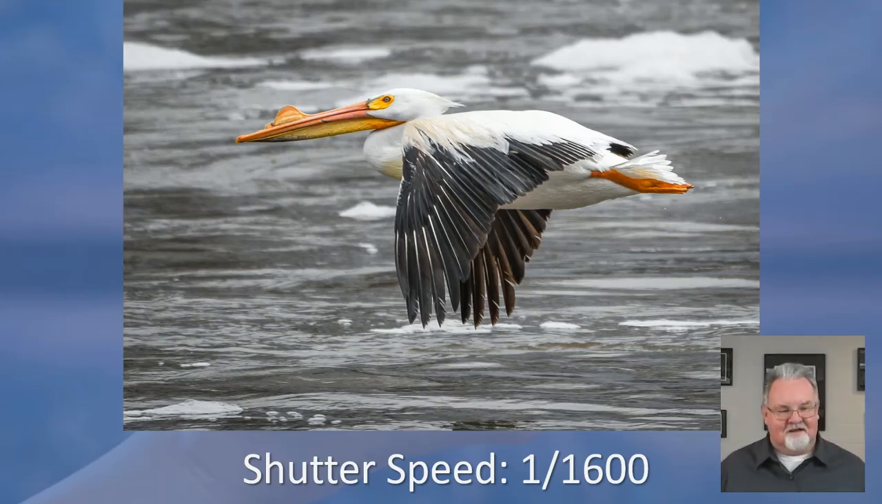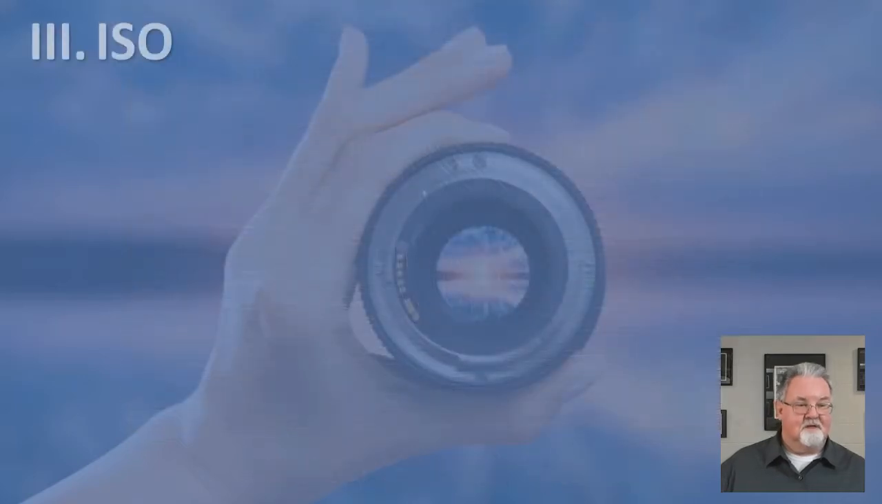But that gives you an idea of what happens with shutter speeds and how you can use them to improve your photography. So the next thing that we're going to get at is the third item, and that is ISO. Now, ISO controls noise.